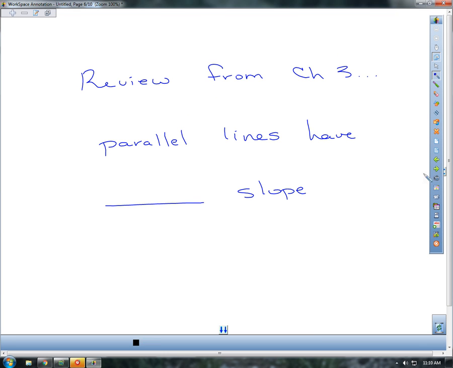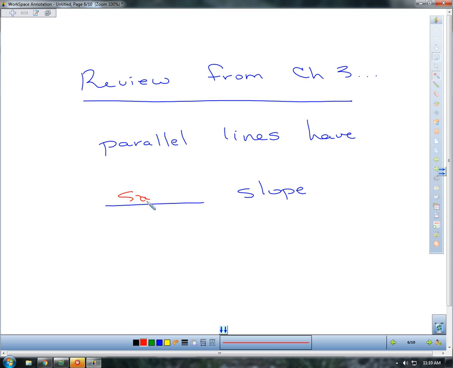So before we get started today, I needed to review one important fact that we learned in the last chapter. We talked about it that parallel lines have the same or equal slope. So the same slope. Very important for today especially.